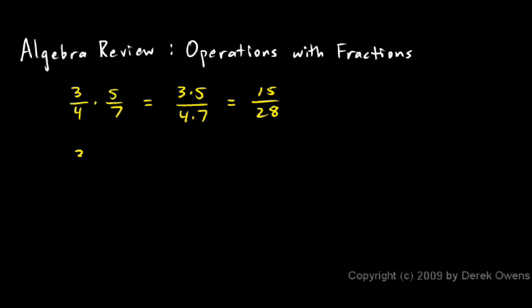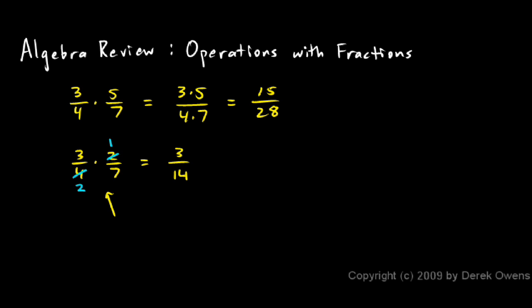If I have something like this, 3/4 times 2/7, it's helpful to take note that some things can be reduced before we do the multiplication. I see this 4 and this 2, and I realize that both of those can be divided by 2. So I'll divide the 4 by 2, and it becomes a 2, and divide the 2 by 2, and it becomes a 1. And so now I have 3 times 1 over 2 times 7. So this gives me 3 over 14.